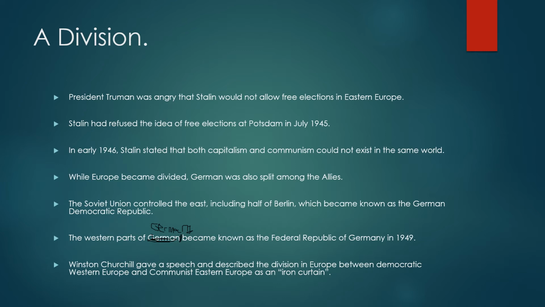Winston Churchill gave a speech and described the division in Europe between democratic Western Europe and communist Eastern Europe. And he called the division an Iron Curtain.